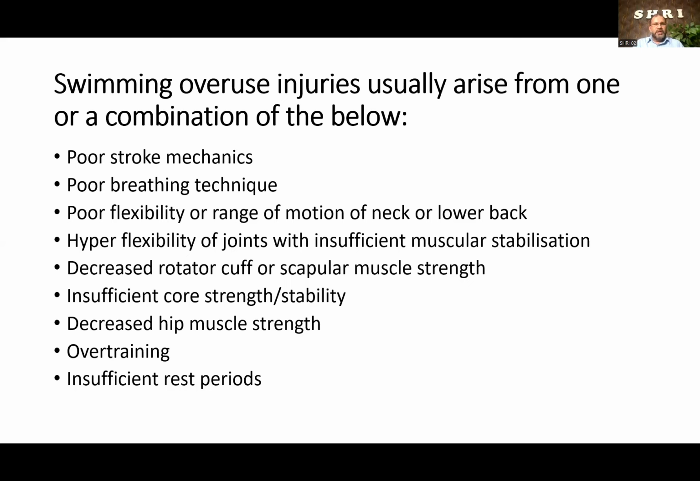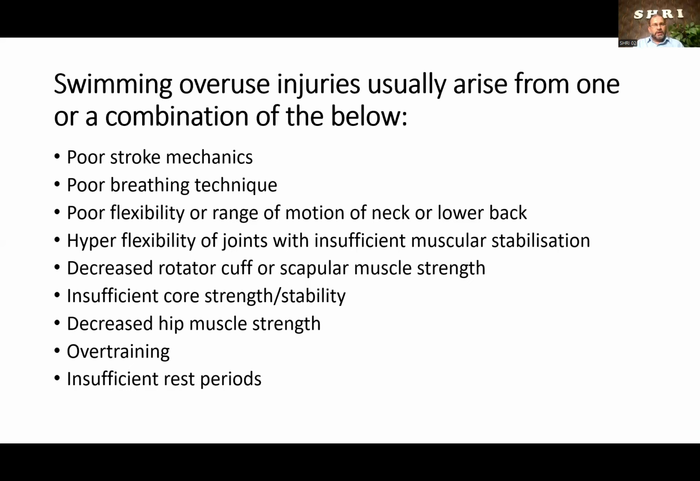So there are some diseases where people have hypermobile joints, and hypermobile joints are also not good for swimming if you have an extreme range of movement, because the joints may dislocate when they are very hypermobile, or they may subluxate.